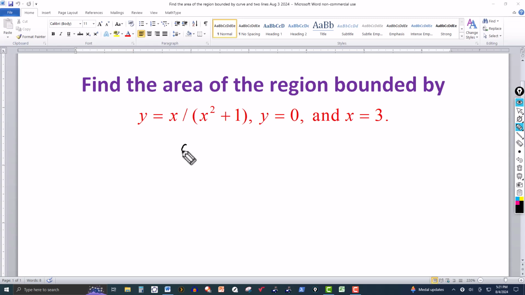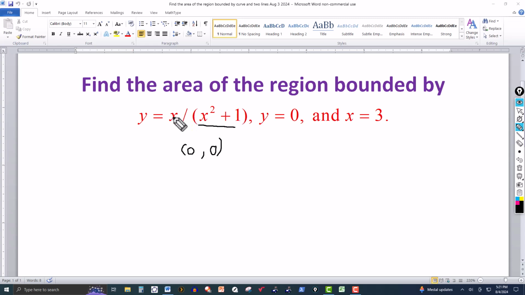So let's look at the rational function first, y equals x over x squared plus 1. Notice that if I let x be 0, I get 0 in the numerator and 1 in the denominator, and 0 divided by 1 is 0. So I know that the graph of this function passes through the origin, (0, 0). I also know that because we have x squared plus 1 in the denominator, and x squared cannot be negative, x squared plus 1 is always going to be positive.